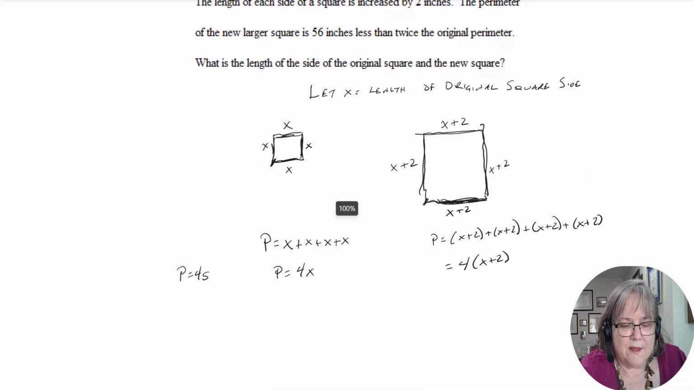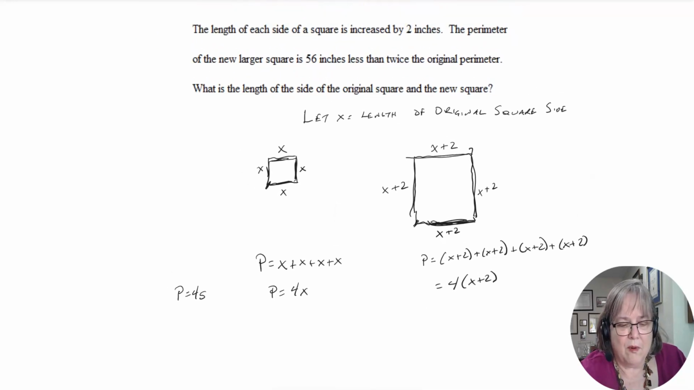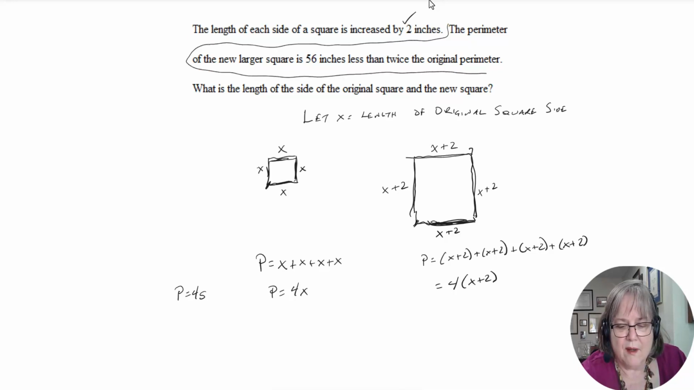Now, let's look here. What have we done? The length of each side is increased by 2. Okay, checked, done that. The perimeter of the new larger square is 56 inches less than twice... Oh, this part right here is my equation that I'm going to solve. And these are the answers that I have to give them. So this is the equation.